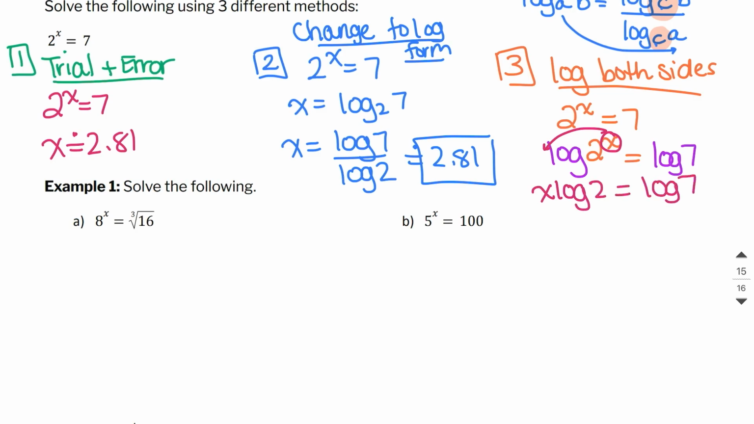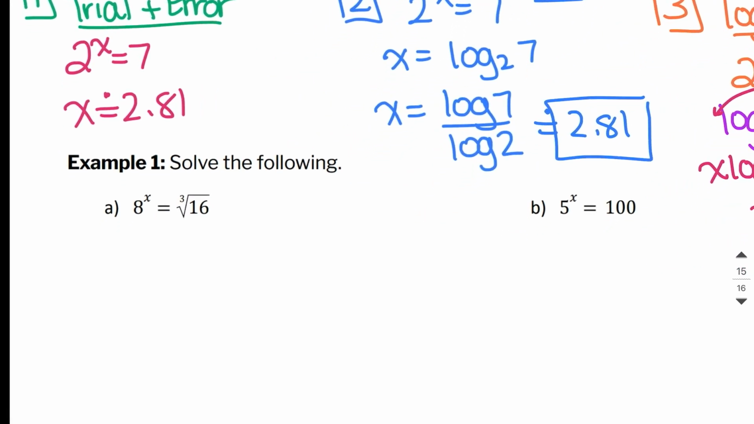And then to isolate that x, we just divide log of 7 by log of 2, which gives us the same answer of 2.81. Again, you can use any base you want. We use base 10 because it's just easier, but you can use whatever base you want. If you're going to use just the log button in your calculator, it's going to be base 10.